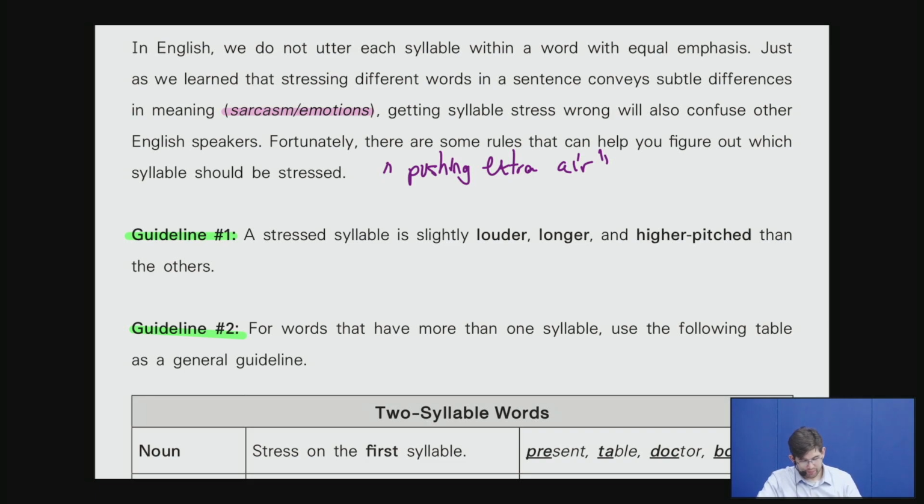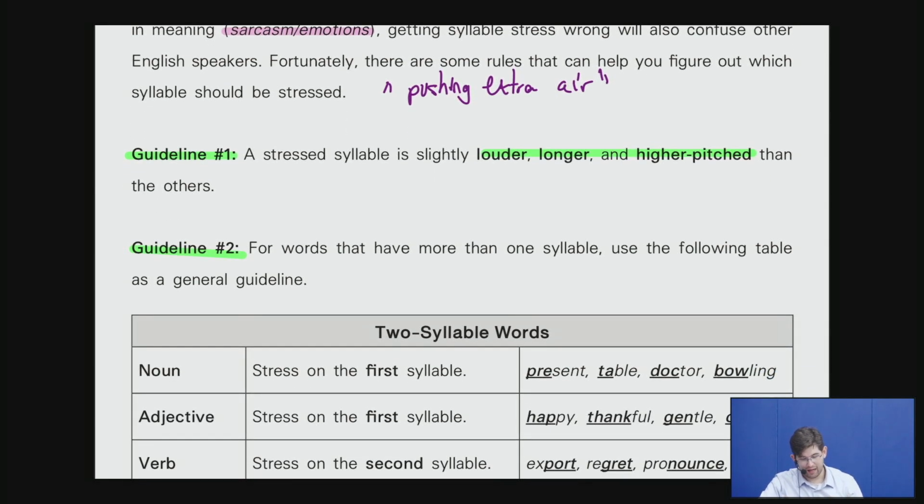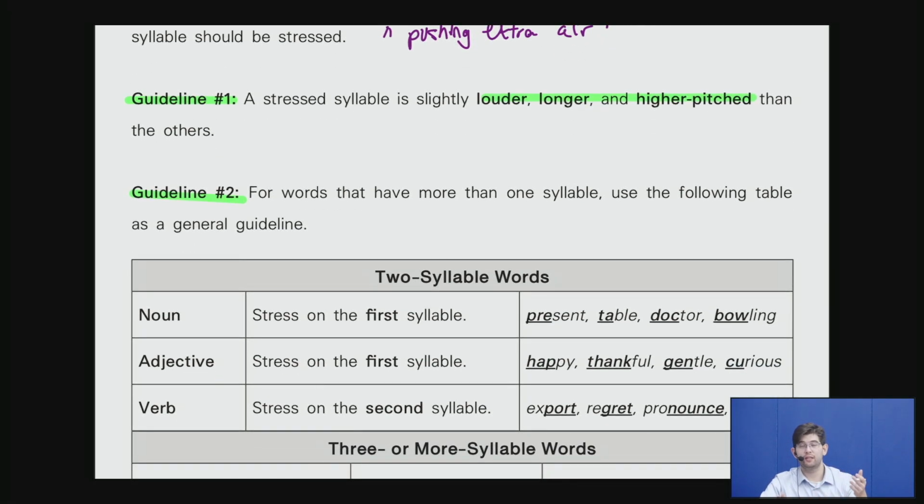So the first guideline: our stressed syllable is slightly longer, louder, and higher pitched. So we're pushing more air to create a longer, louder, or higher pitched sound. It needs more oxygen to do this. Our second one is for words that have more than one syllable, usually following this table as a guideline. As we have learned, different words have different syllable lengths in them. So normally, a syllable in every word will be stressed. If it is a multi-syllable word, one of those syllables is likely to be stressed.